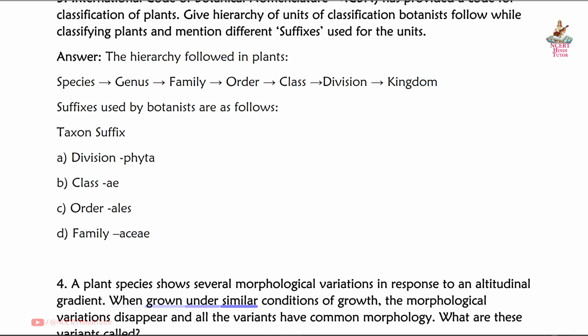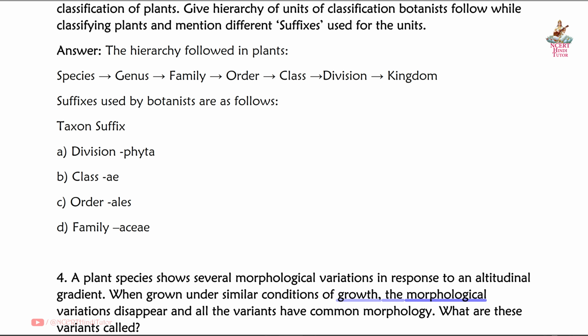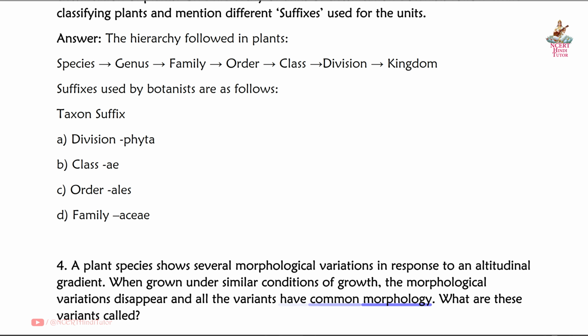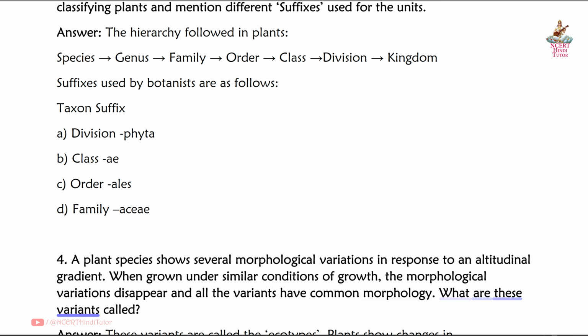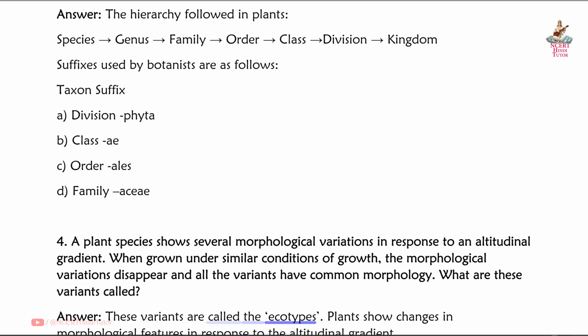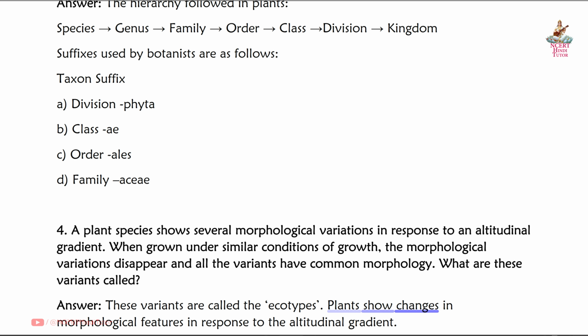4. A plant species shows several morphological variations in response to an altitudinal gradient. When grown under similar conditions of growth, the morphological variations disappear and all the variants have common morphology. What are these variants called? Answer: these variants are called the ecotypes. Plants show changes in morphological features in response to the altitudinal gradient.